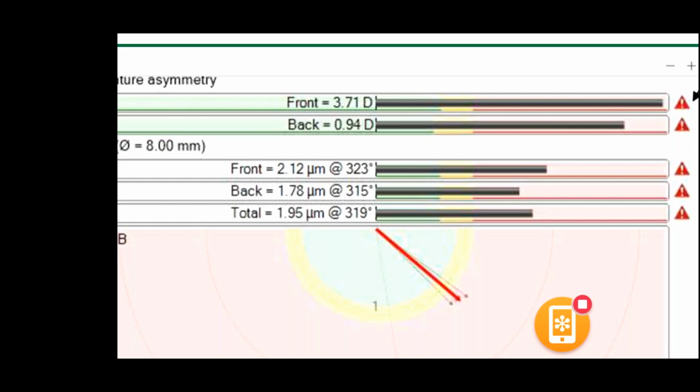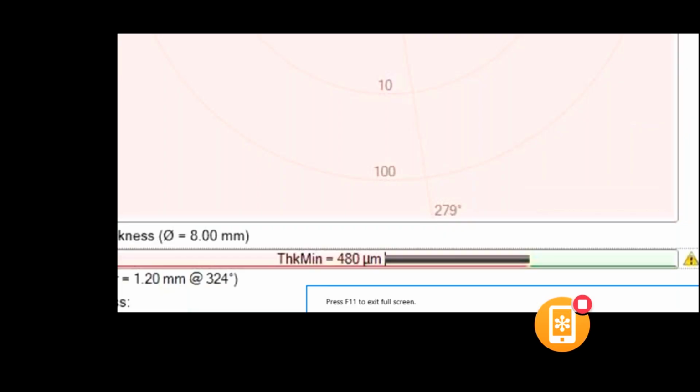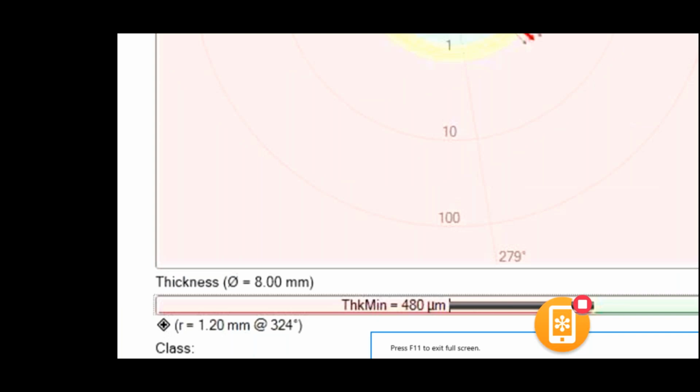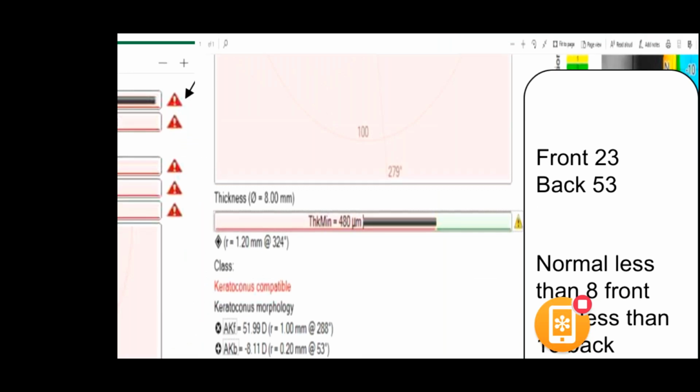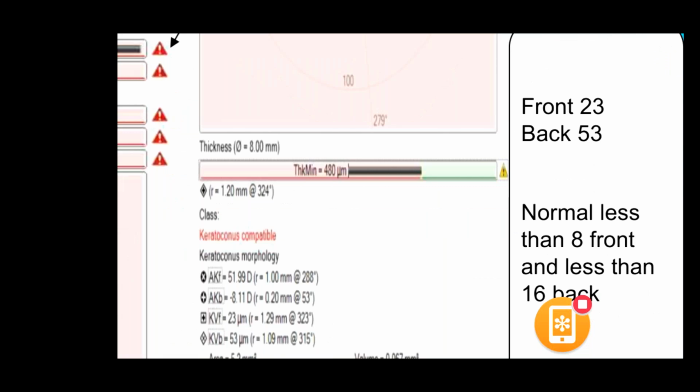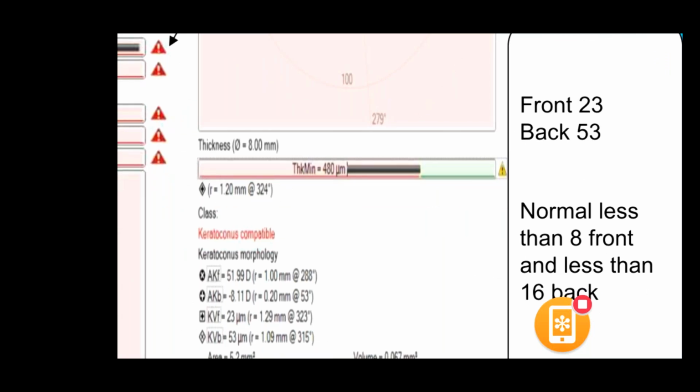And the R value, the apex of the cornea, is way far off from the center of the pupil, 1.2. So even 0.25 is significant, and it also tells you the axis. So when you're talking about the elevations, this patient has a front elevation of 23 and a back elevation of 53. A normal front elevation in comparison is 8.